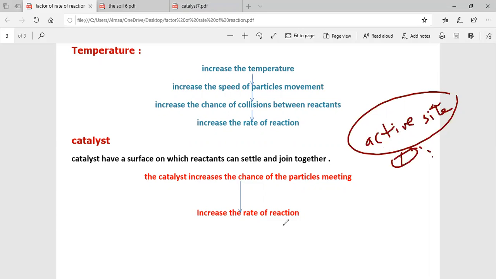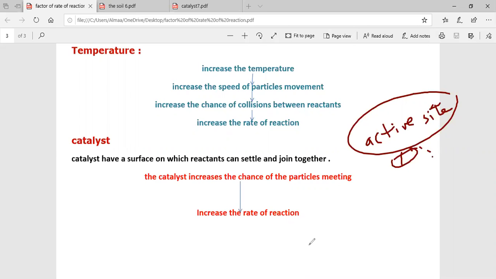Again, every catalyst has a specific area on its surface. It's called the active site. The active site is the area in the catalyst where the reactants join to each other and the chemical reaction takes place. So the presence of a catalyst in a chemical reaction increases the chance of particles meeting, so increases the rate of reaction.